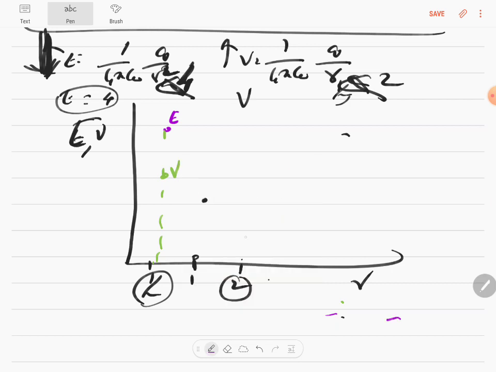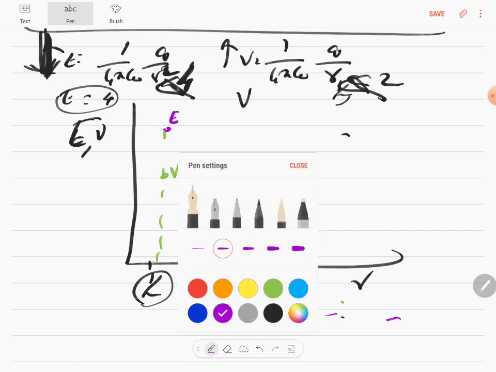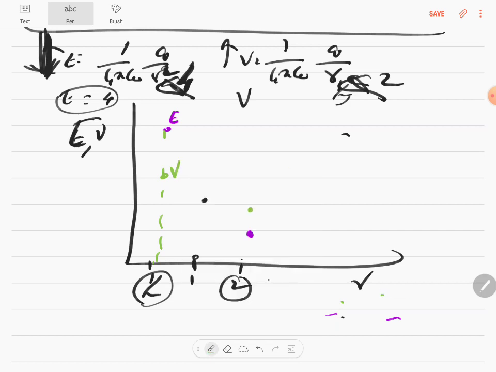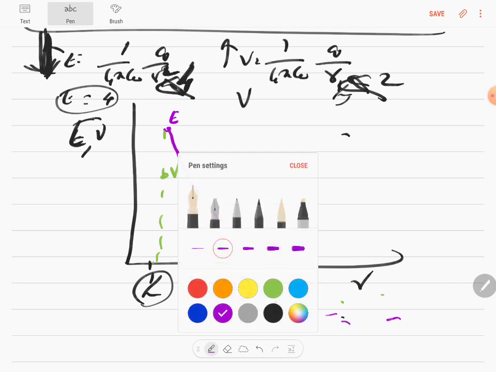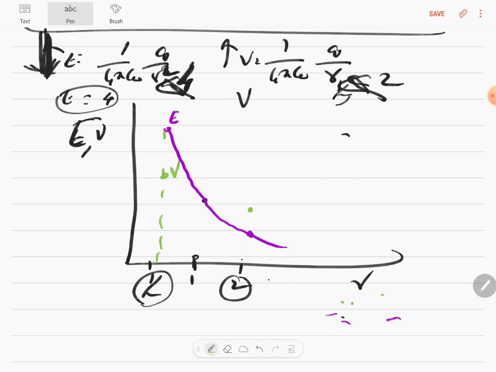The purple color electric field is lesser, while the potential is greater. Corresponds to 2. So when I do this graph, the purple color E goes like this and goes like this. And the potential graph, the green color, goes like this and goes like this. This is the graph, very clear. Green is your potential graph and E is your electric field graph versus R. Okay. So very, very important.